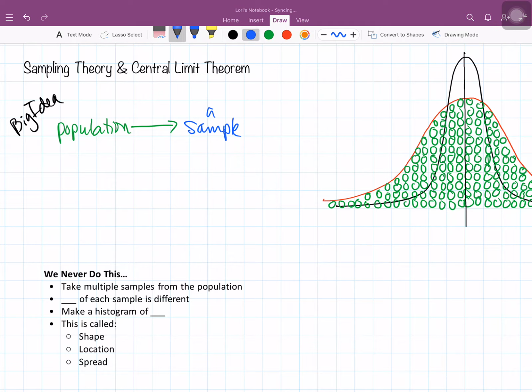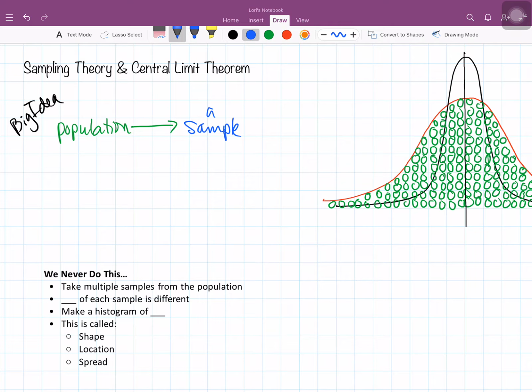Now, every once in a while, we do actually measure all of the population. So, for example, in vital statistics, we try to measure everybody. In the census, we try to measure everybody. But usually it would take too much time, too much money, too much effort, and a sample will often get us very similar results. And so that's why we do this.